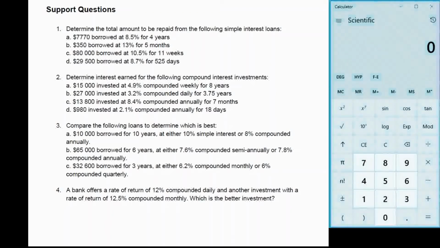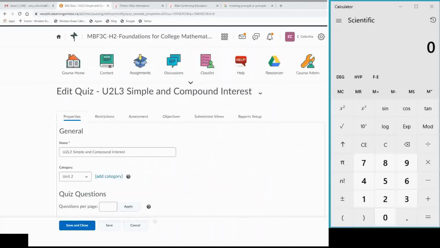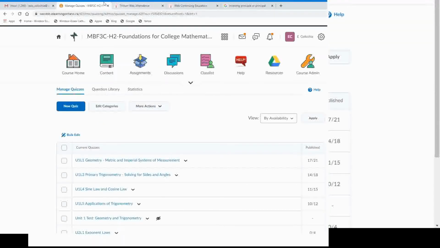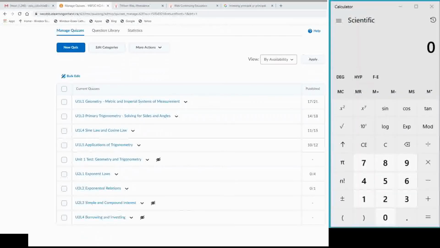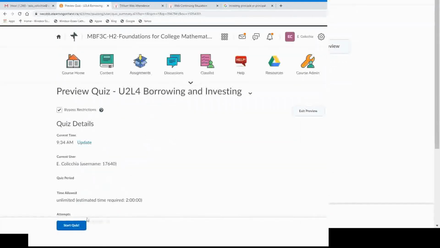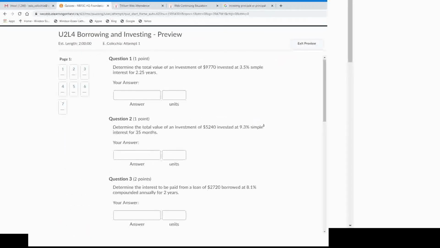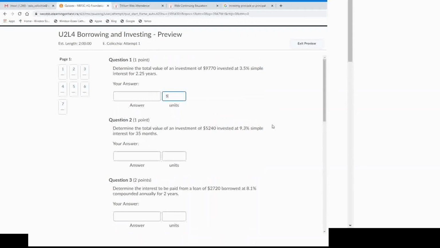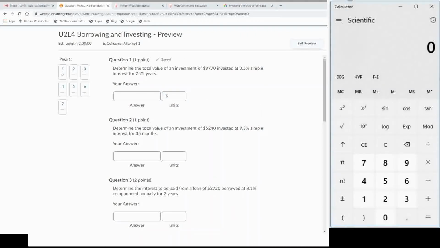Let's now take a look at the quiz for this. The quiz for this unit, or this lesson. So just to show you what you'll see on these questions, again, for your units, you'll have to put in the dollar value. So what I see here is that the total value of our investment is $9,770. And we have to determine the total value.